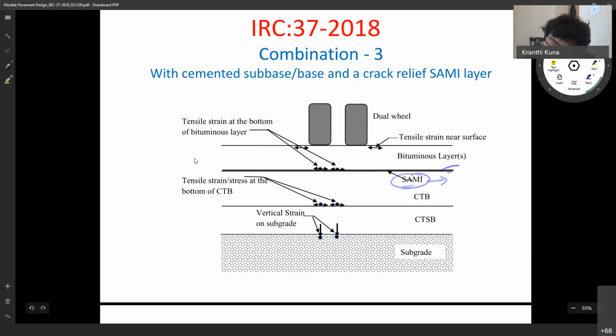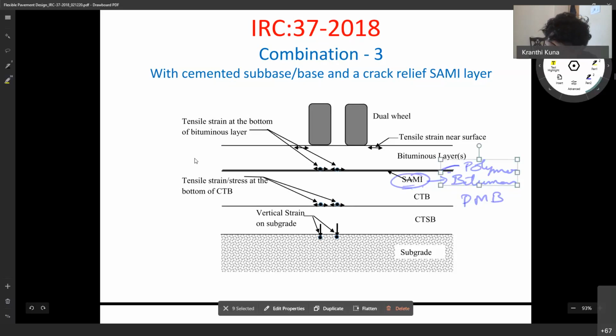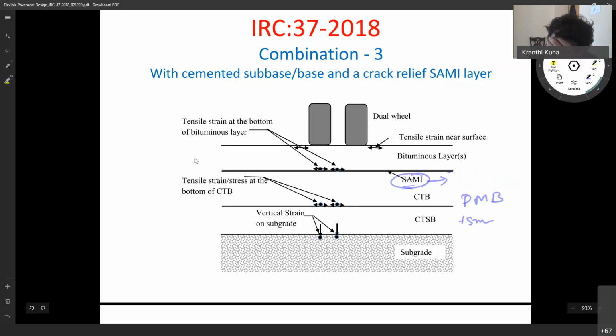It is a bitumen, usually polymer modified bitumen, PMB, with a smaller size of aggregates. So we put a thin SAMI layer in between the bituminous layer and the CTB. The function of the SAMI layer is the same as the crack relief layer, but instead of unbound materials, we have a thin layer of SAMI material with PMB and small aggregate size.